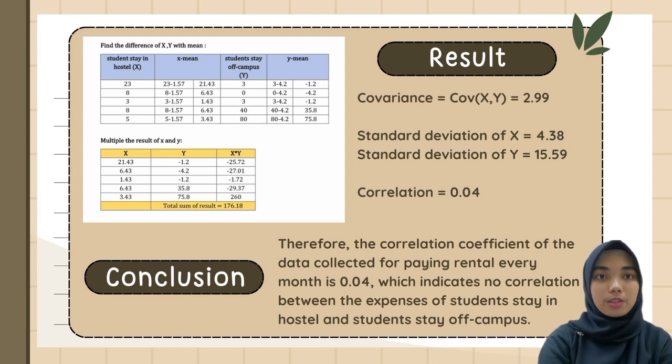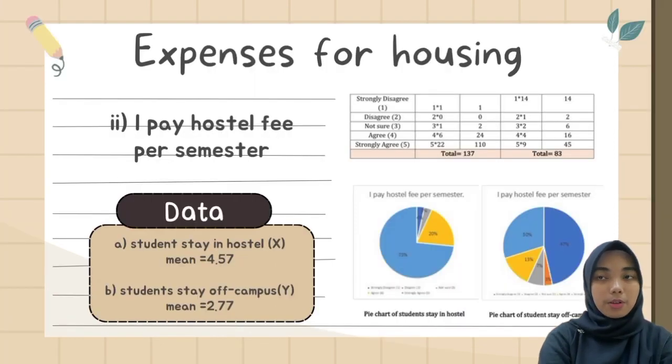The correlation is 0.04. For the conclusion, the correlation coefficient of the data collected for paying rental every month is 0.04, which indicates no correlation between the expenses of students staying in hostel and students staying off campus. The second question is I pay hostel fee per semester. This is the table and the pie chart. For the data, the mean for students who stay in hostel, X, is 4.57 and the mean for students who stay off campus, Y, is 2.77.